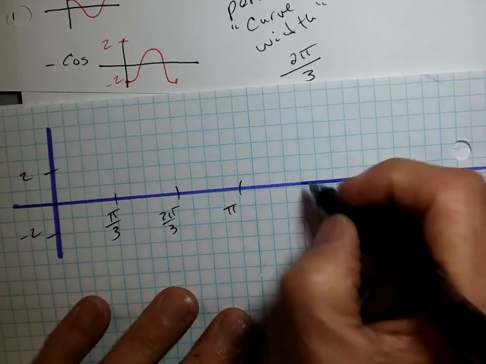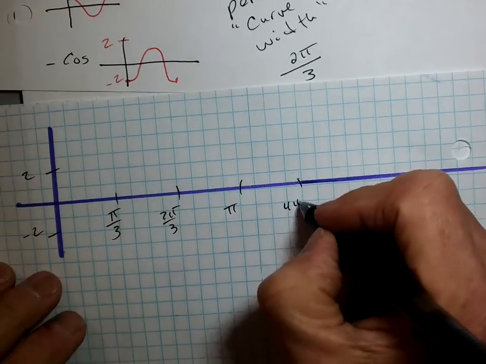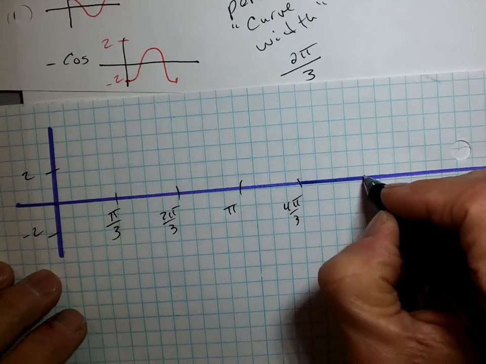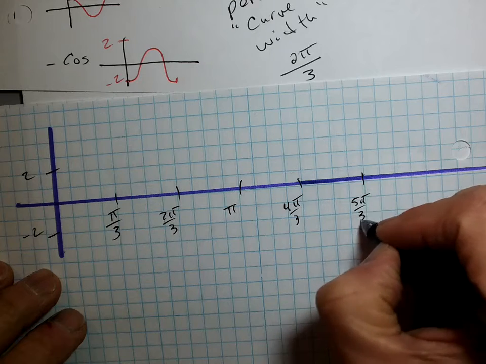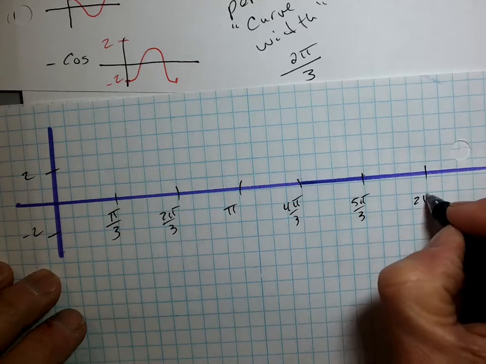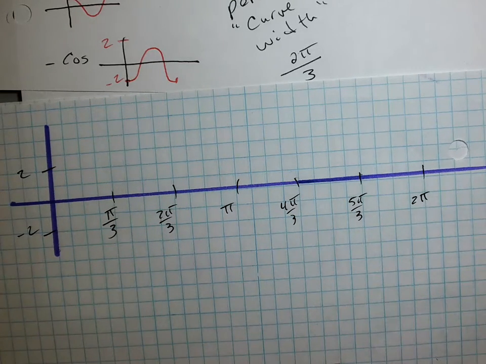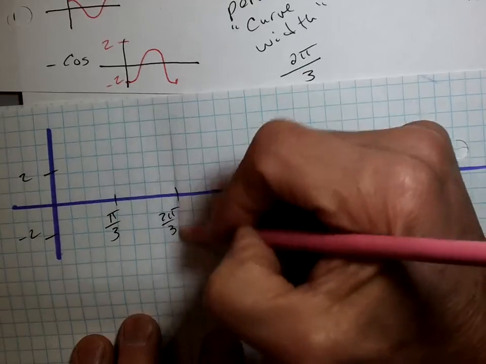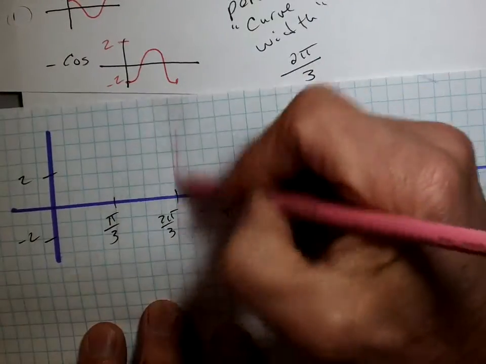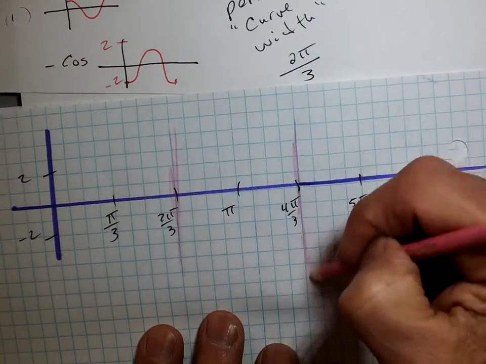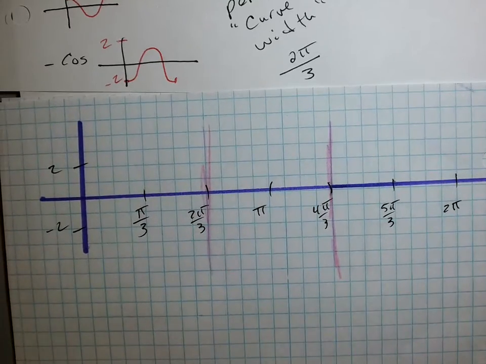4 pi thirds, 5 pi thirds, and 6 pi thirds. Okay, so now let's put this shape between here and here. Now, these are invisible lines, but I'm just putting them in there because it's going to help me, okay?